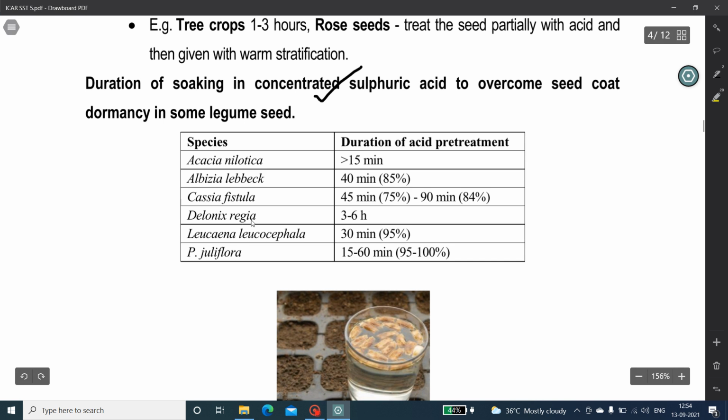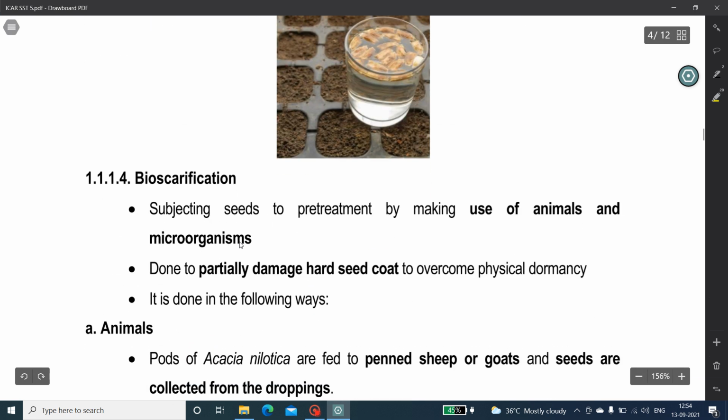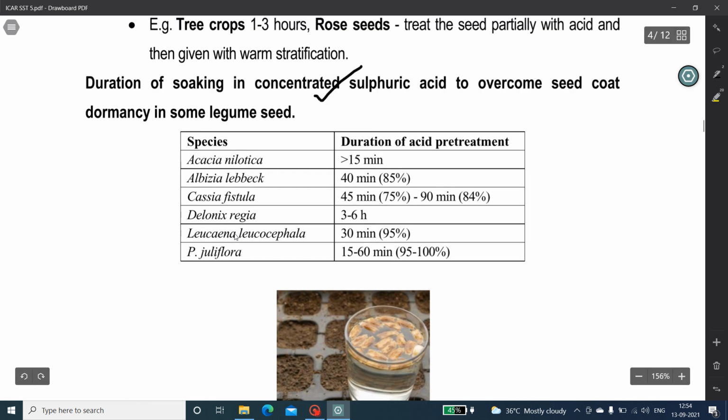Delonix regia means flame of the forest. Leucaena leucocephala, we know that. Prosopis juliflora, in Tamil Karuvel Maram, etc. The next one is, in case of acid treatment, the precaution to be taken is that only acid should be added to water, not vice versa.